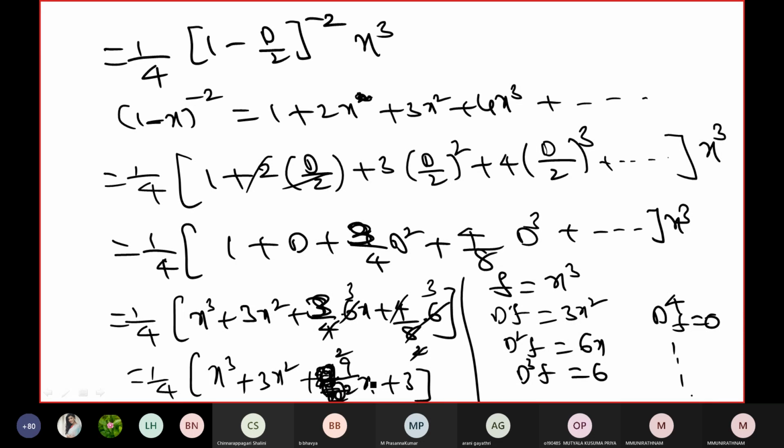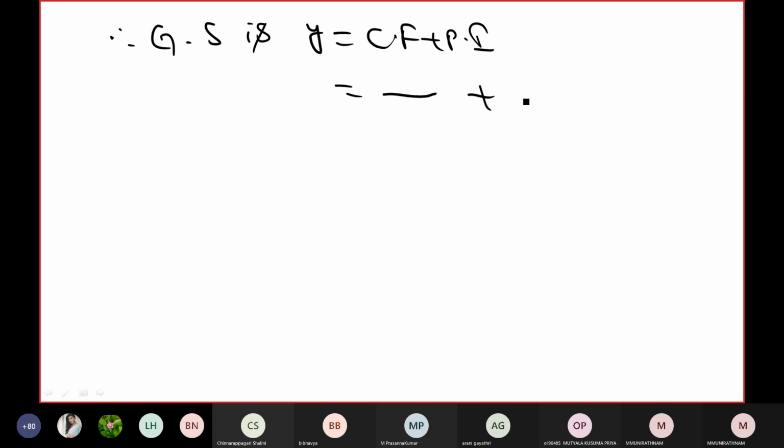Did you write it down? Therefore, the general solution is CF plus PI. Okay. So CF is replaced, what is PI, replaced.